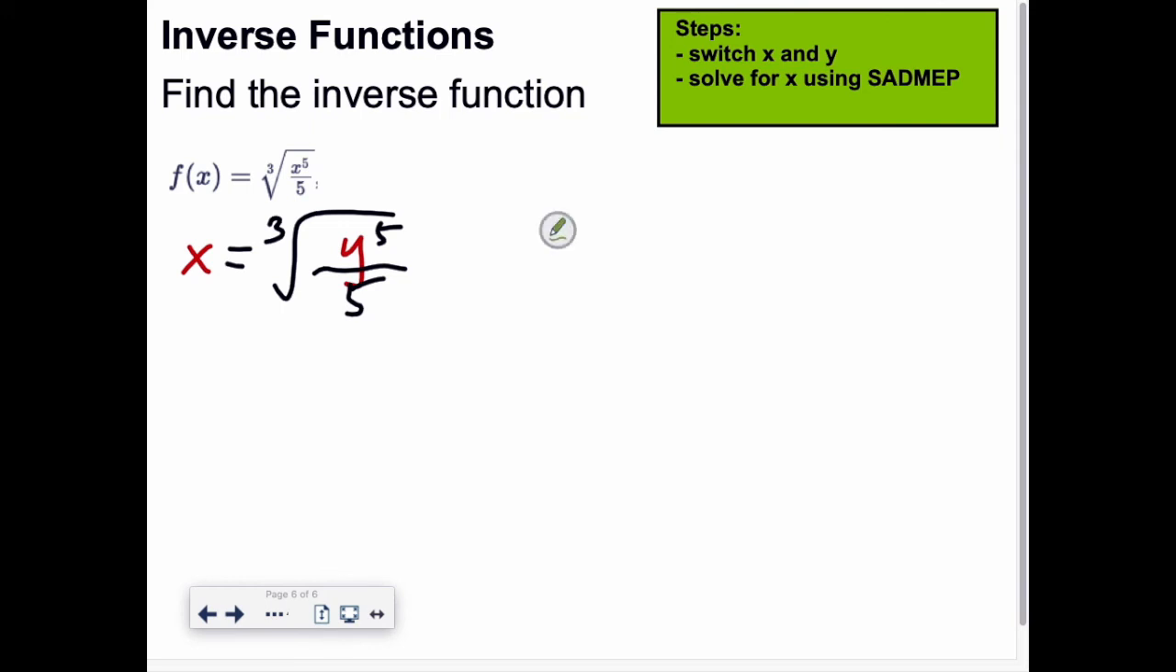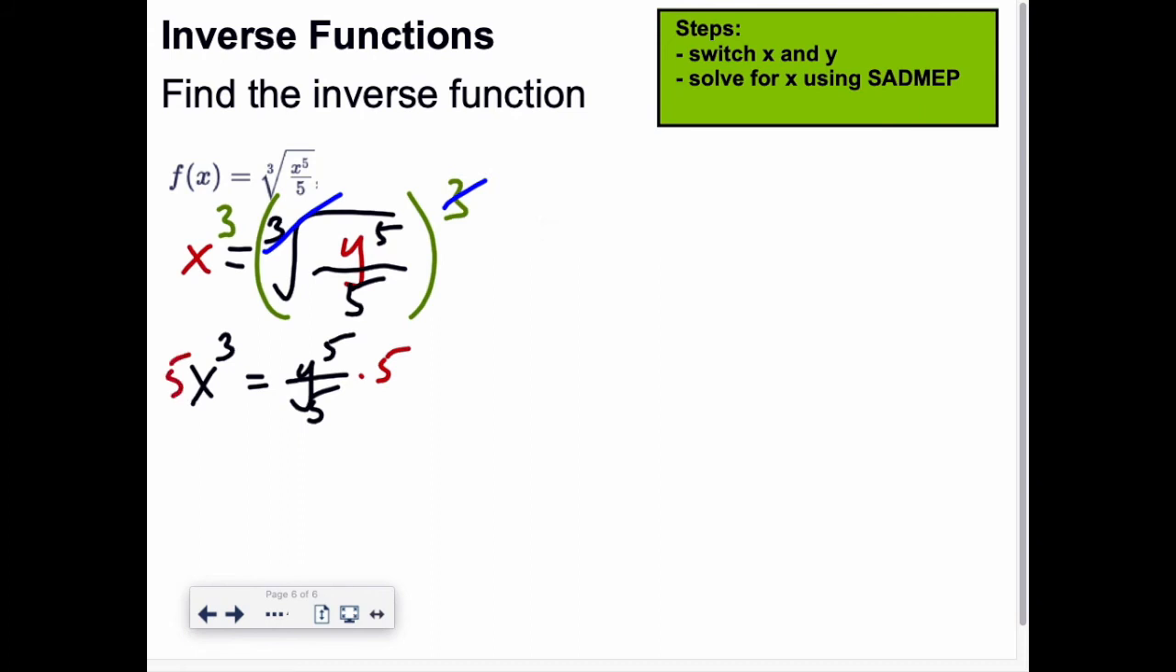Alright, we're always going to start from the outside and work our way in. The root and the exponent cancel. They are inverses of one another. Then I'm going to multiply both sides by 5. They're going to cancel here. So I have 5x to the third is equal to y to the fifth.